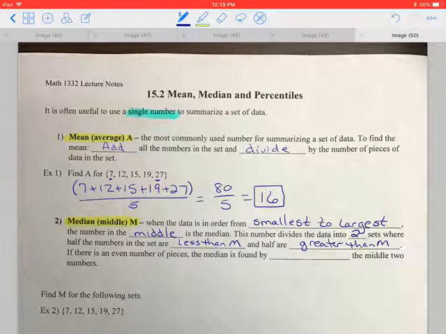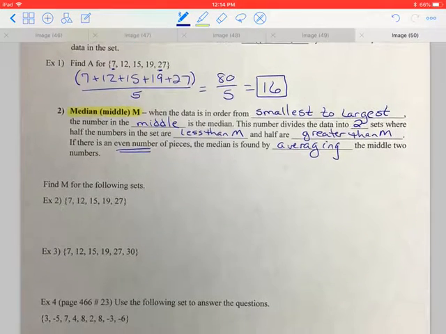Now, if there's an even number of pieces, the median will fall between 2 values, and then we find it by averaging the 2 middle numbers. All right, so let's look at a couple of examples of median.